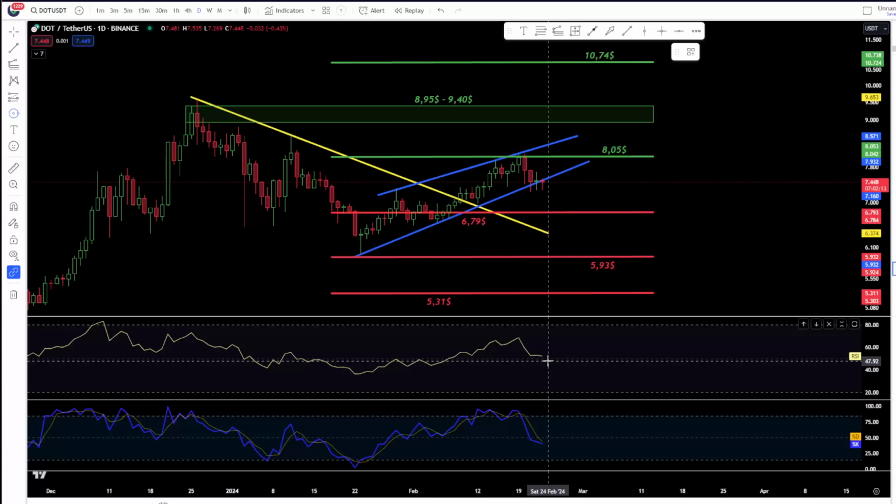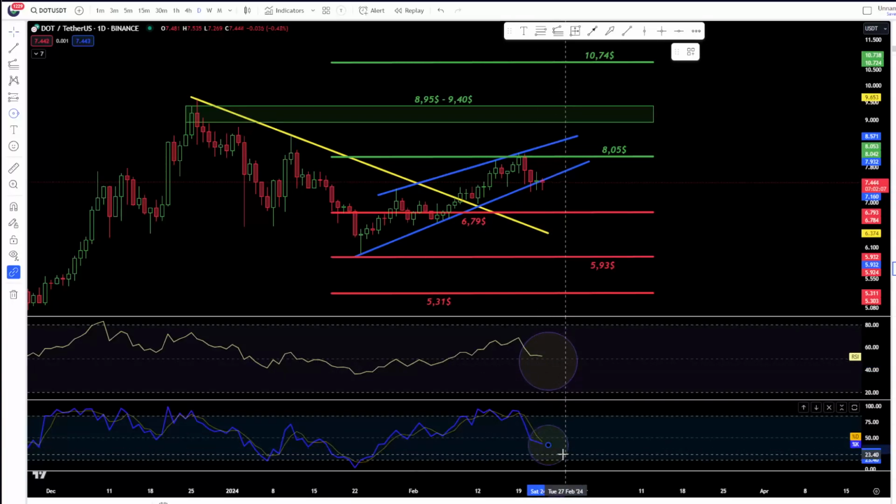Please look at the RSI indicator, because, like the stock indicator, there is a visible recovery and both indicators show room for a deeper correction.